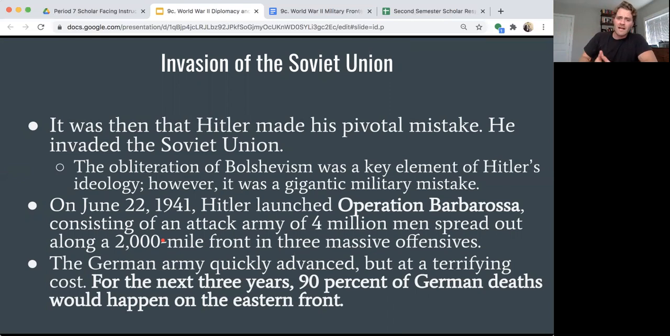Now, the problem there is that the farther this advance gets from Germany, the longer their supply lines are, the harder it is to get food and resources and supplies to these soldiers. And the Soviet Union is freaking massive. And in the winter, it turns out it's quite cold there. So the German army is going to advance quite quickly into the Soviet Union, but at an awful cost.